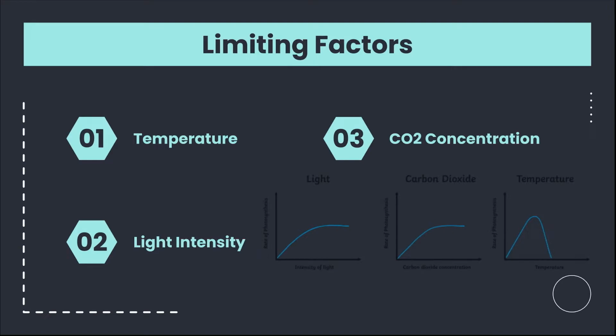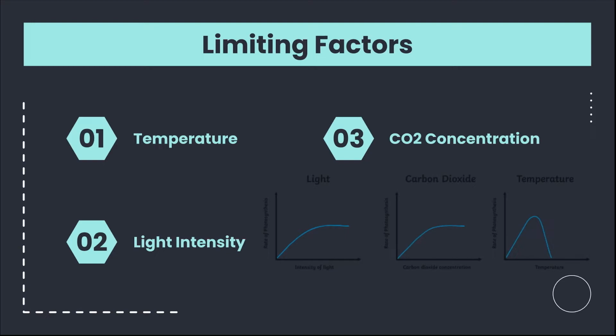Next, I'll talk about light intensity. The more light a plant receives, the faster the rate of photosynthesis. However, it will also stop at a point because other factors become the limiting ones, until the rate becomes constant. The same thing applies to carbon dioxide concentration.